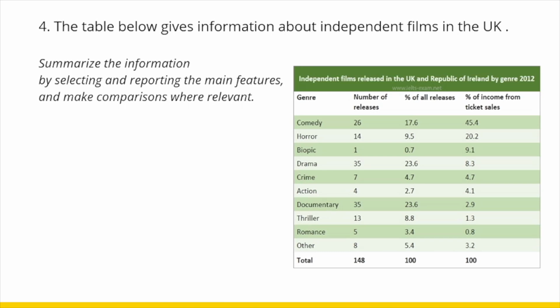So don't worry about words or things that you're not sure about. Your job is to understand the numbers, to understand the graphic, and only provide important details. Write an essay about that. So we have number of releases, percentage of all releases, and percentage of income from ticket sales. So here focus on the biggest number, lowest number, similar number, and maybe second biggest number.